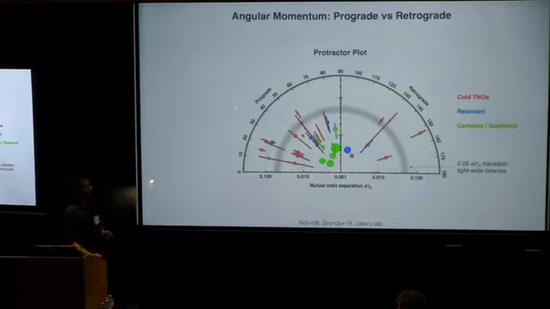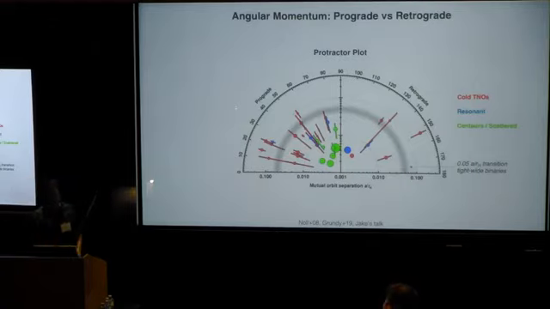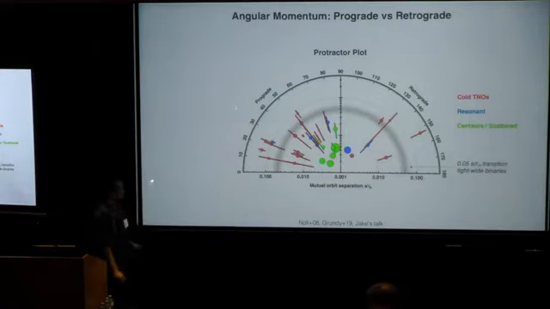So then we pass to the other part of the talk. Jake mentioned also the angular momentum that is seen in planetesimals. I mean, in Kuiper belt objects, the distribution seems to be 80% prograde and 20% retrograde. This is a plot that is in this article here by Grundy.